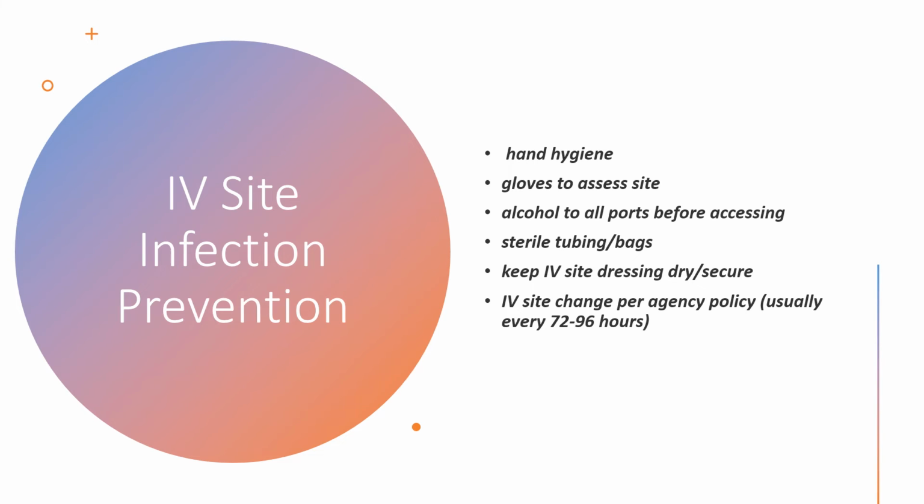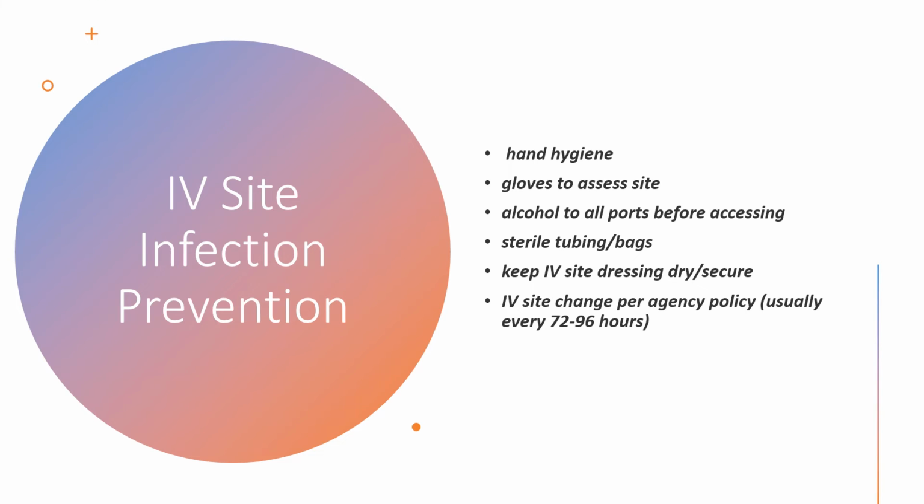Keep IV site dressing dry and secure. Change the dressing per agency policy if loose or wet, and we should make sure that that IV site is anchored. What I mean by anchored is that it's secured, it's taped down. This is going to help with that movement of that catheter that can cause a phlebitis. IV site change per agency policy. Again, usually IVs can remain in if there's no problems with them, or some policies will have you change out an IV every 72 to 96 hours.